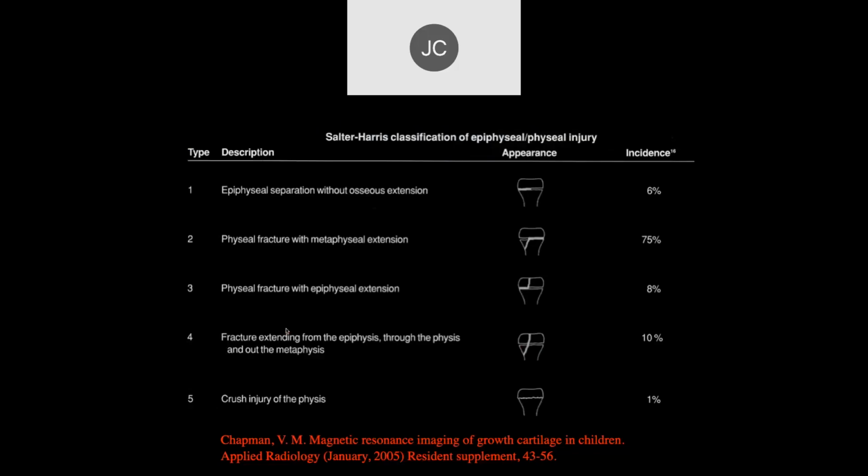All right, well, you're all aware of the Salter-Harris classification. One is an injury just of the growth plate itself. Two, there's a fracture that extends into the metaphysis. Three, it extends to the epiphysis. Four, both sides, and five is an overall crush injury to the growth plate, with each of them getting progressively worse prognoses. Fortunately, type 2 is the most common one, and usually can be treated effectively.